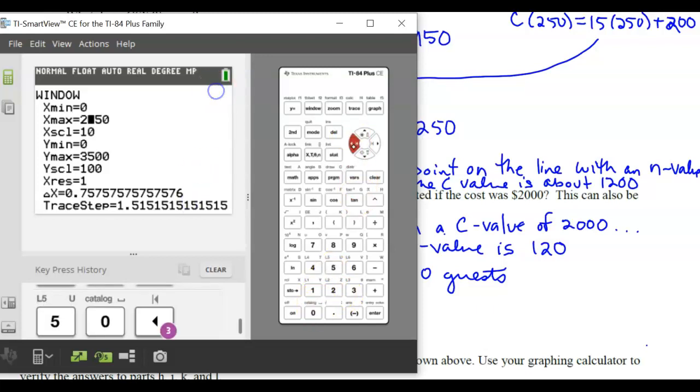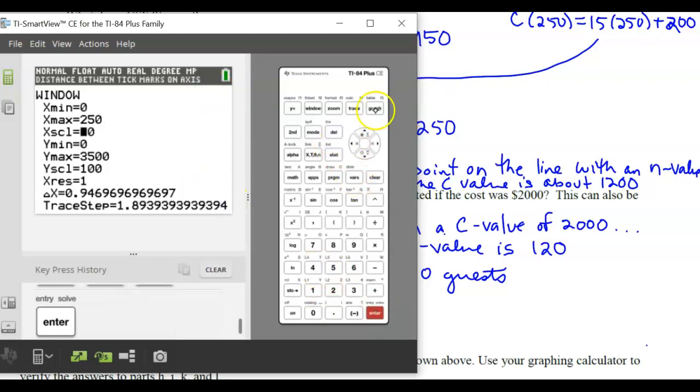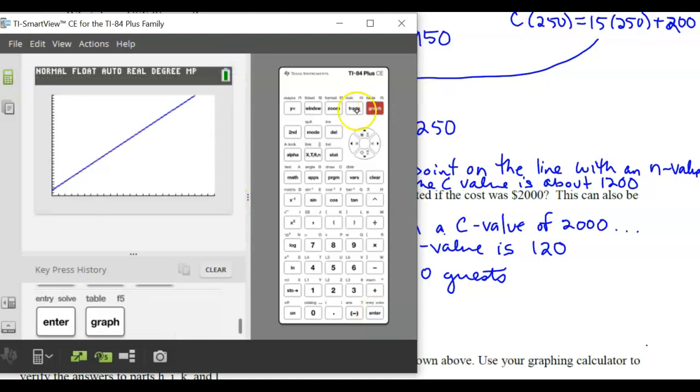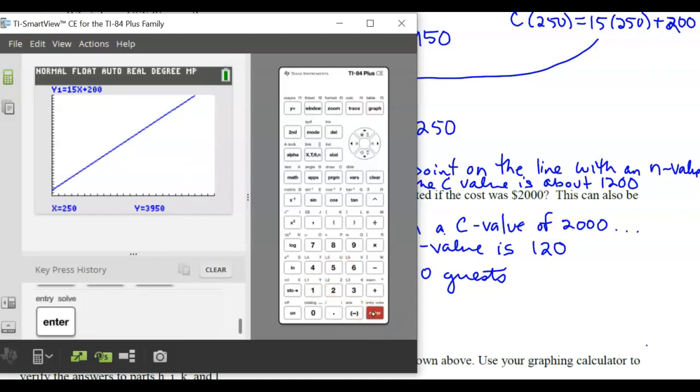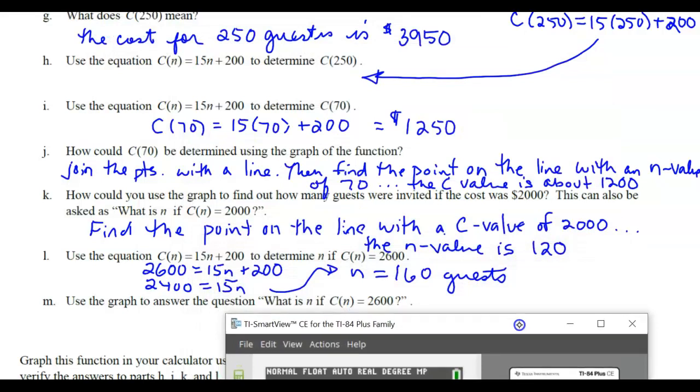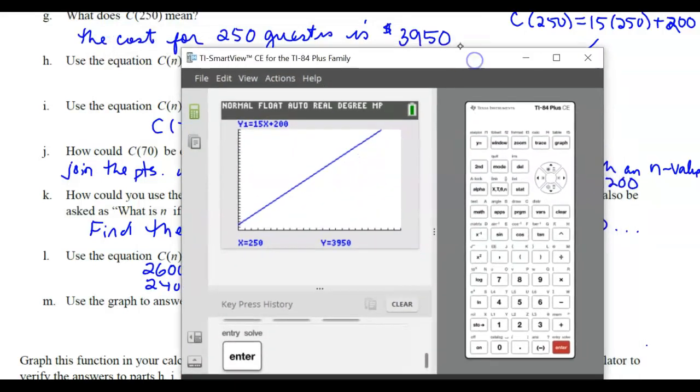Oops, that didn't do it. 250. Enter. Graph it. Now if I go trace 250, enter, it tells me my Y value, 3,950. Okay, and that's what I got. If you take a look at our work there, I got for 250, 3,950 right there. Notice how you can't see the cursor because it's obviously above the graph. So you don't have to have the Y in there, but you have to have the X in the window.